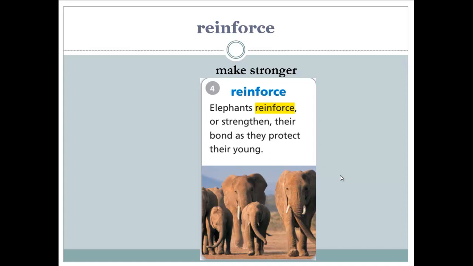Reinforce. To reinforce is to make stronger, to make something stronger. Elephants reinforce or strengthen their bond as they protect their young. The elephants reinforce their bond, or they make their relationship or connection stronger, as they protect their young ones.